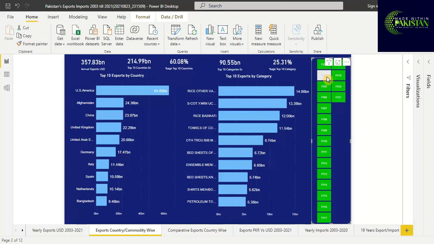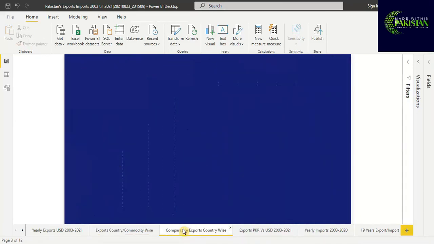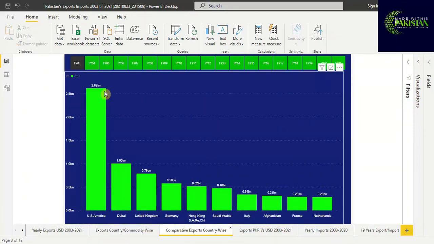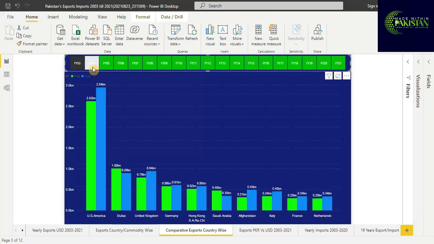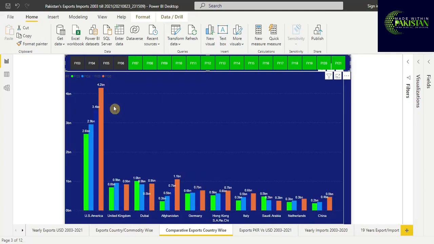Plus, in addition to this, we will also compare the results for 2003 with 2004 as well. For example, in 2003, exports to the US America were 2.62 billion. In 2004, it increased to 2.94 billion. So we will try to analyze this way as well. So this is how we will proceed in our upcoming videos.